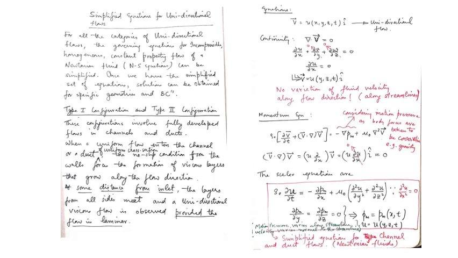These configurations involve fully developed flows in channels and ducts, as you know. Now when a uniform flow enters a channel or duct of uniform cross section, of course the channel or duct has to be of a uniform cross section, the no slip condition from the walls forces the formation of viscous layers that grow along the flow direction.